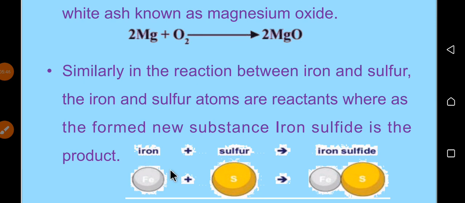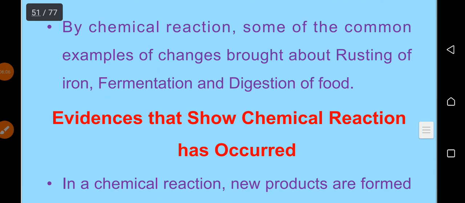Iron reacts with sulfur which produces iron sulfide, በዚህ ፎርም ማንበብ እንችላለን። ወይም ደግሞ when iron combined with sulfur it gives or it yields iron sulfide ብለን በተመቸን መልኩ ማንበብ እንደምንችልም ማወቅ አለባችሁ። By chemical reaction, some of the common examples of change brought about are the rusting of iron, fermentation, digestion of food and so on.